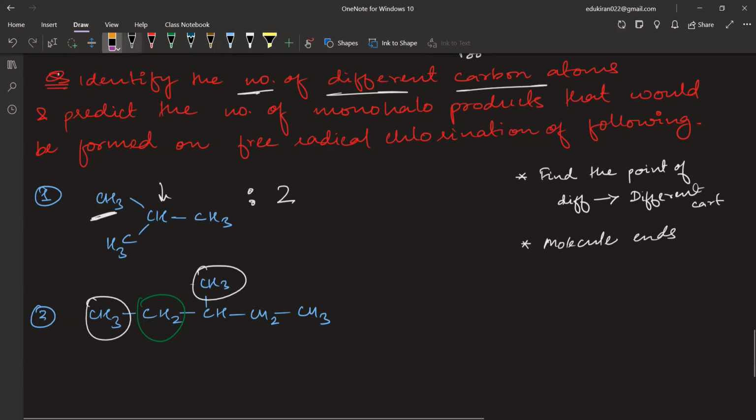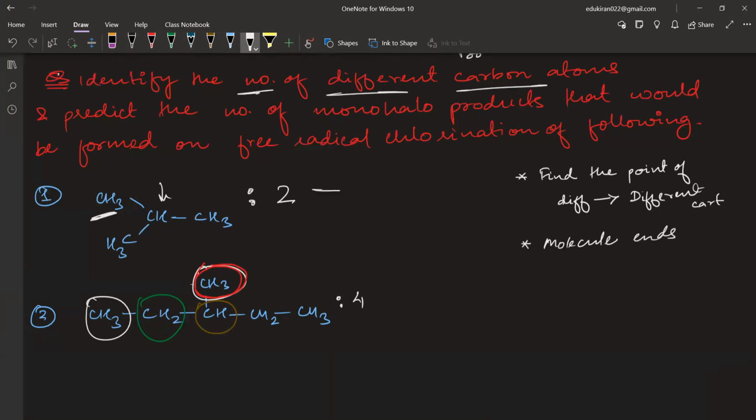Fine. So we have what? In this case, we have three different carbons. Can all of you see that? Yes or no? Please tell me. And then there is one more. Sorry, wait a second. There is one more, which is this CH. This CH is different than anything else. So we have four different carbon atoms in the second case.